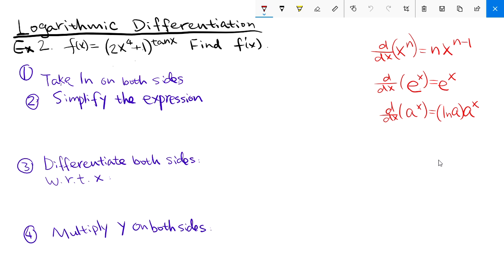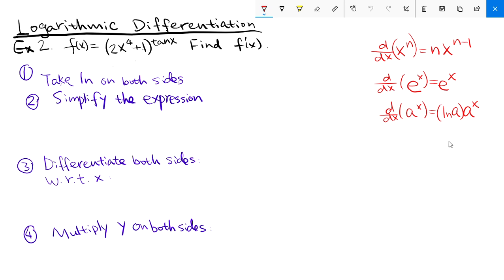However, now for this second problem, we have this function, 2x to the fourth power plus 1, then to the power of tangent x. For this function, we do not have any derivative rules that can help us find the derivative directly. This tangent x is on the power of 2x to the fourth plus 1. We cannot use the power rule for this because the power rule says n has to be a number. It could be any real number, but it has to be a constant number. Then the power rule would work.